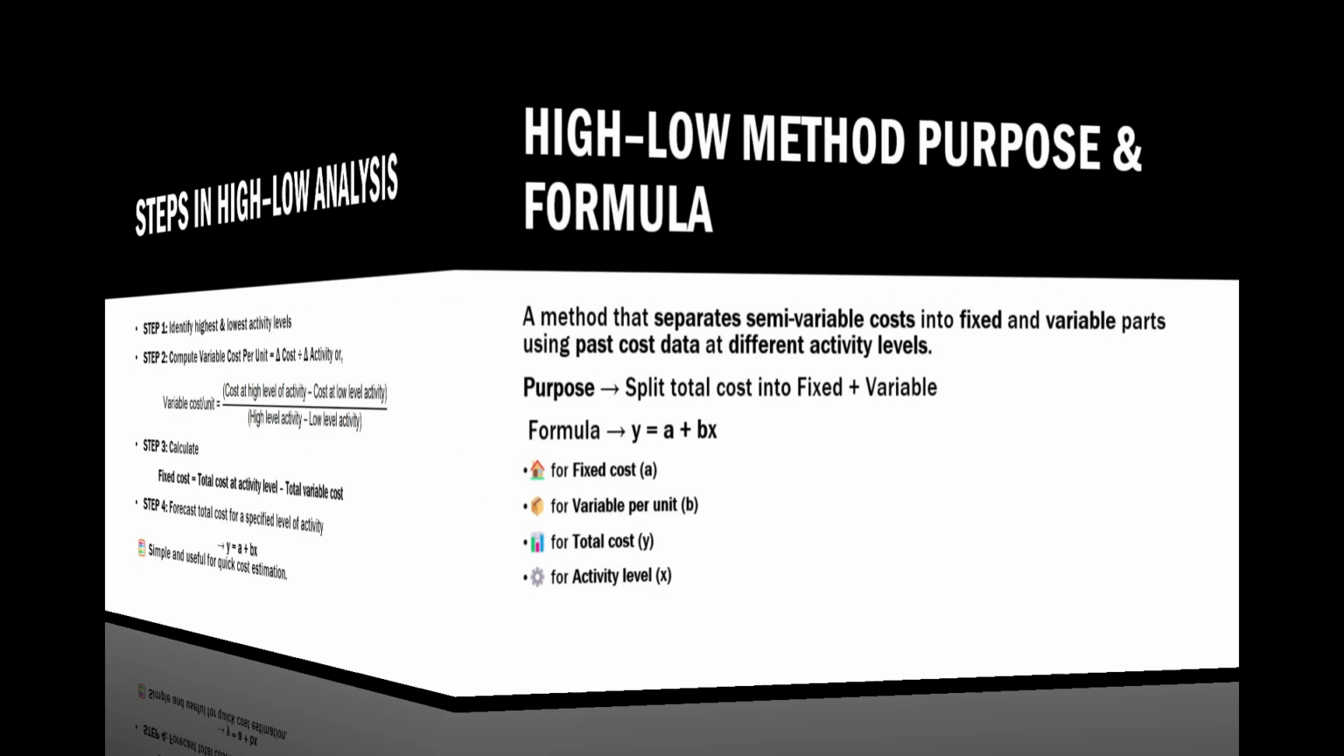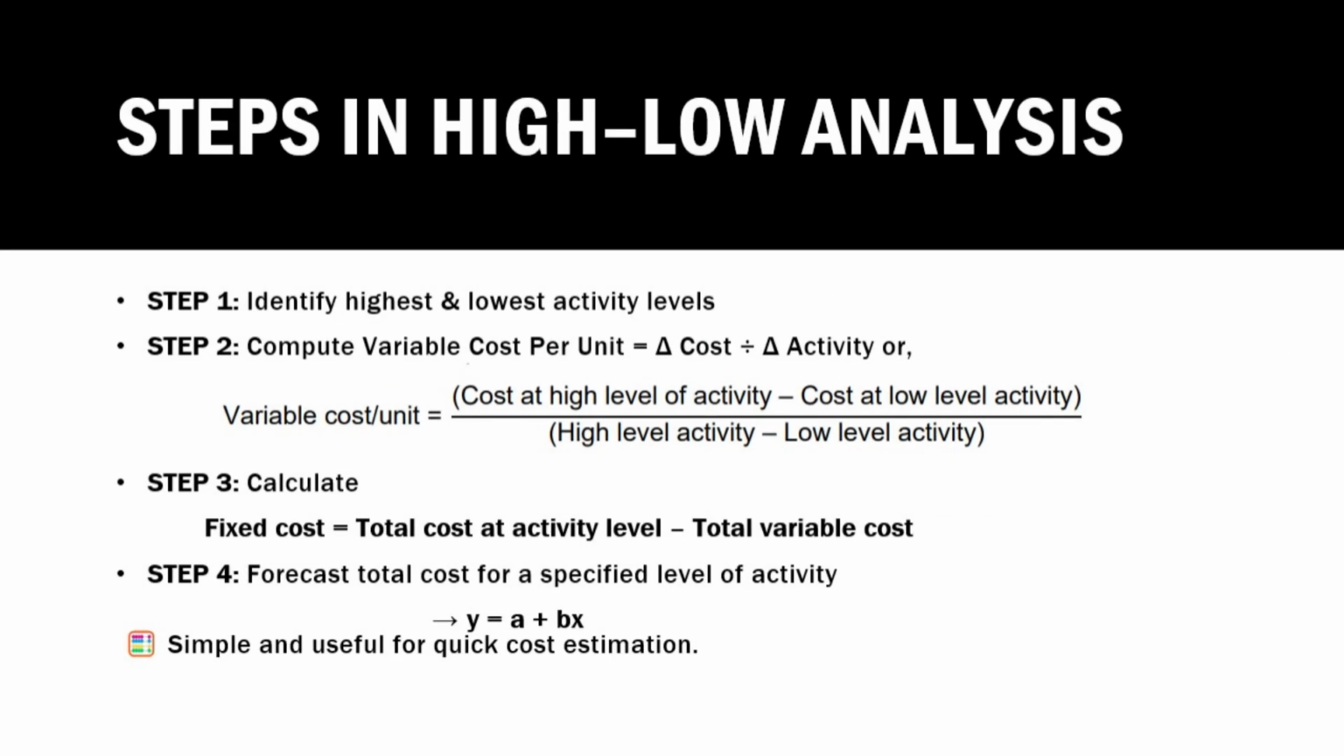Steps in high-low analysis. First, identify the highest and lowest activity levels. Second, compute variable cost per unit equals change in cost divided by change in activity. Third, derive fixed cost equals total cost, less variable cost times activity. Finally, use y equals a plus bx to forecast costs for any activity level. It's a simple but powerful first step in cost analysis.